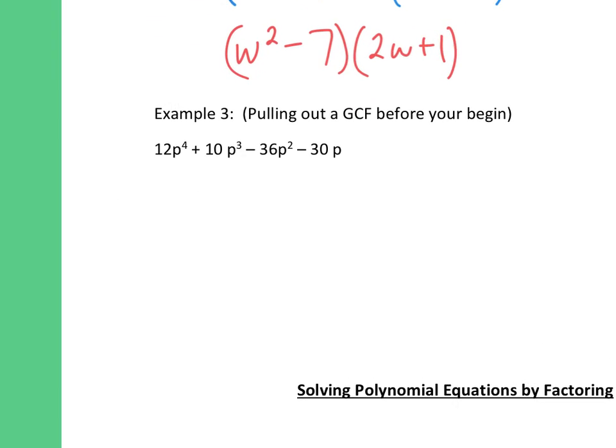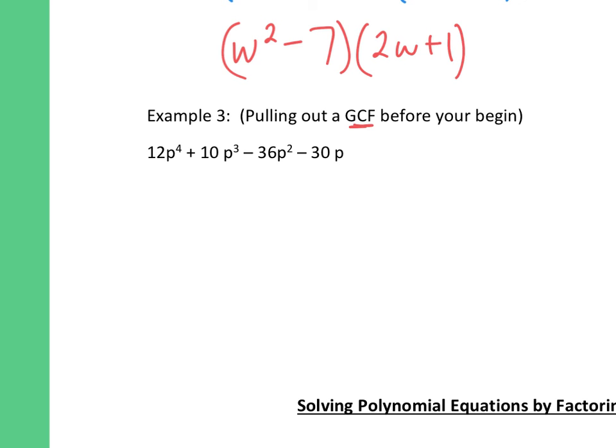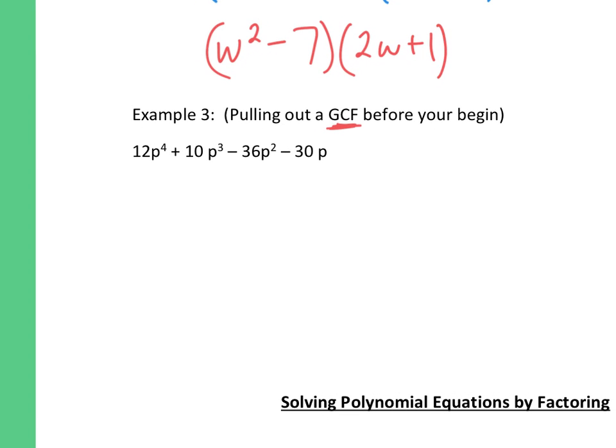This next one is pulling out the greatest common factor before you begin. Okay, so if there is a GCF, you need to take it out beforehand. We're actually going to skip over this one just due to time.